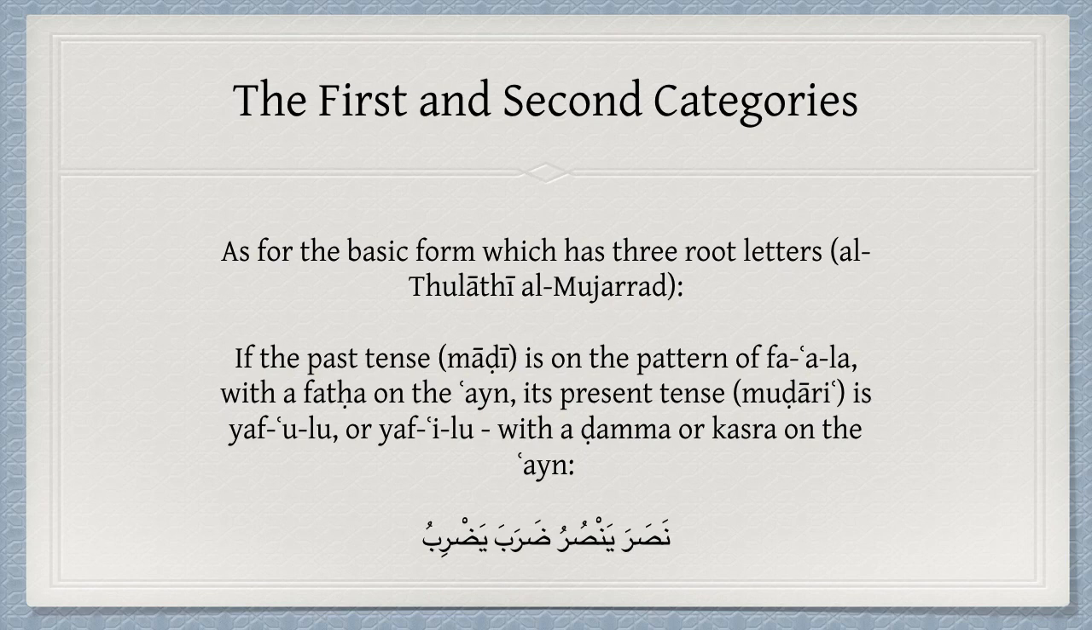Number 5 is a dhamma in the past and the present. Dhammu dhammin. So it's kasru fathin, dhammu dhammin. A dhamma in the past and a dhamma in the present: karuma yakrumu. And then the last one is kasratani: hasiba yahsibu. That's basically it. So these are the 6 abwab. I'll repeat the line of the poem: fathu dhammin, fathu kasrin, fathatani, kasru fathin, dhammu dhammin, kasratani.